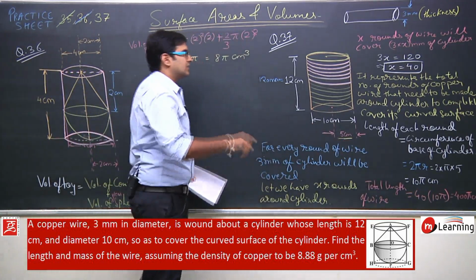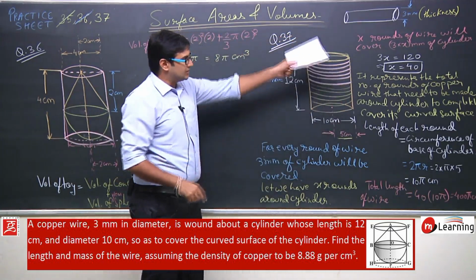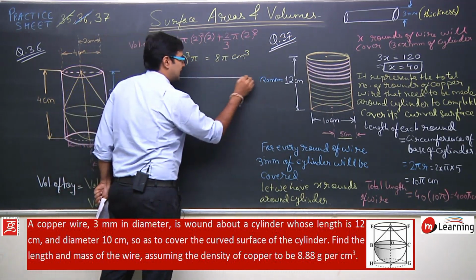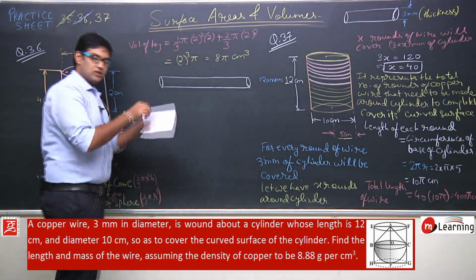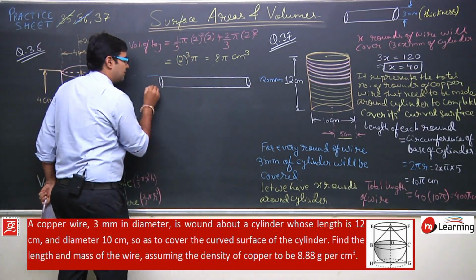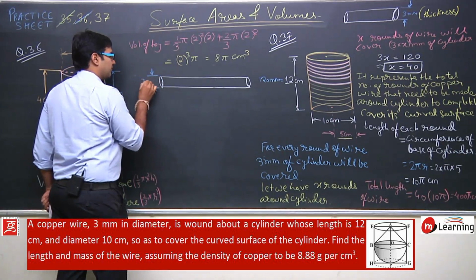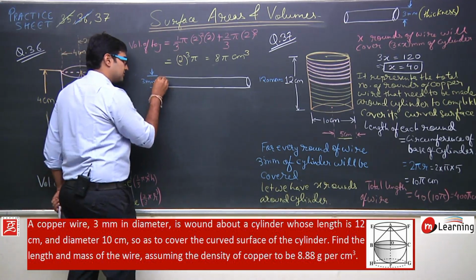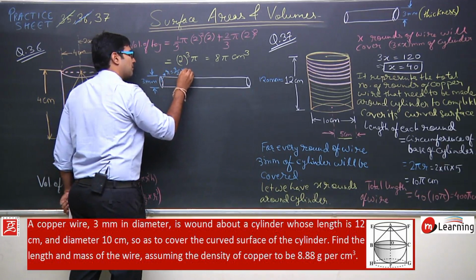So what I can say is, if I completely cover this cylinder using this wire, the wire can be imagined again. If I straighten the wire, then the wire is like this. Its diameter is given as 3 mm. So what is the radius of this wire? The radius of this wire is R equals 3/2 mm.